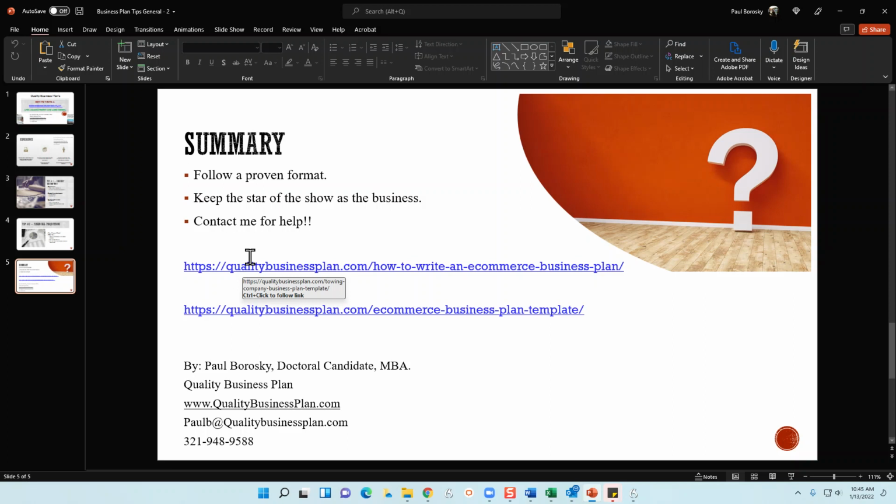So when you're trying to write your plan, you need a structure. You use some kind of template that's more geared towards the e-commerce industry as compared to just a general template. Next is going to be keep the star of the show as your business.